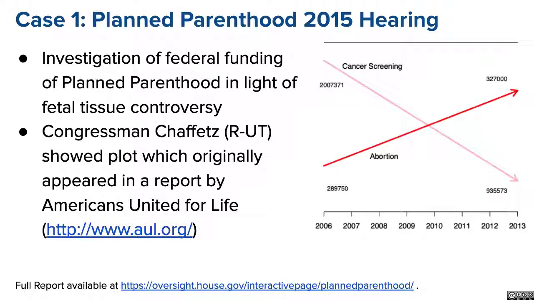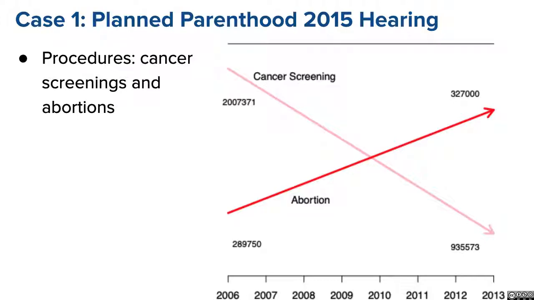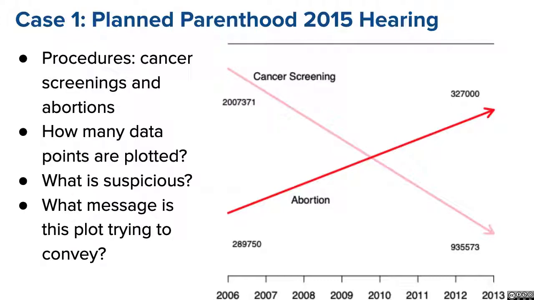I'm going to make that bigger for you guys. Planned Parenthood provides a bunch of services for their patients. One service is screening for cancer, and another service is to perform an abortion. So we have these 2 procedures that are performed by the same organization, which has offices, I believe, still across the US. And so my question for you is, how many data points are in this plot? What is suspicious about this plot? And what message is this plot trying to convey?